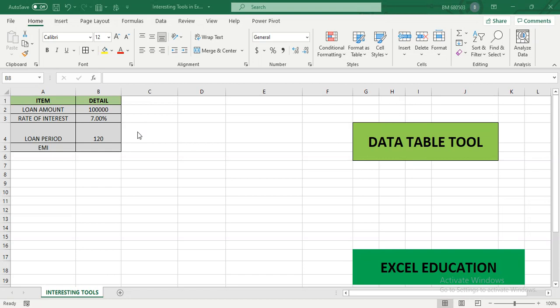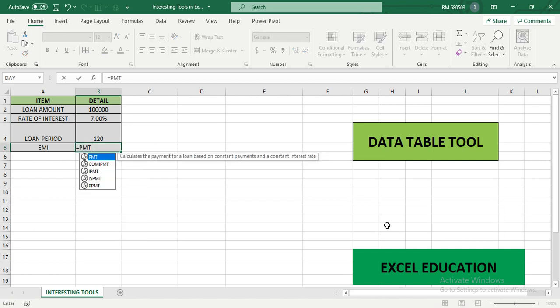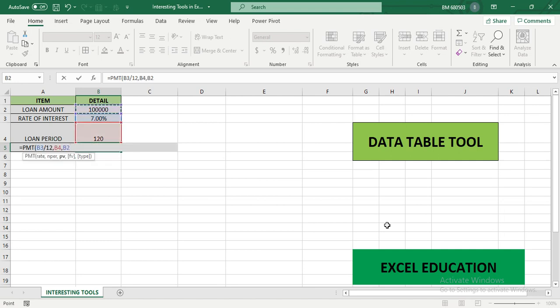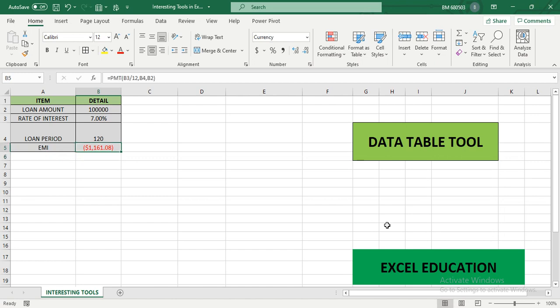In this video, I am going to talk about a very interesting and useful tool called the data table. Let us say that we have a small example here, something like a loan that is availed for a period of 120 months at a rate of 7% interest. As we have already learned from the financial module, in order to calculate the EMI, all we need to do is type equal to PMT, give the rate, give the number of periods, and choose the present value to get the EMI amount.